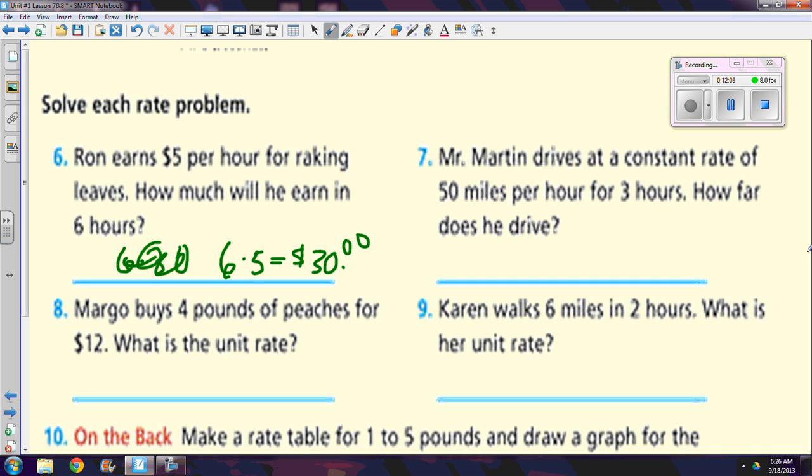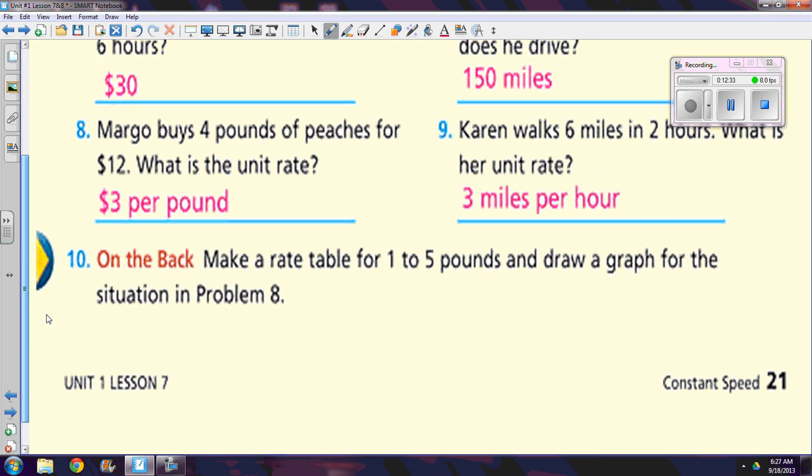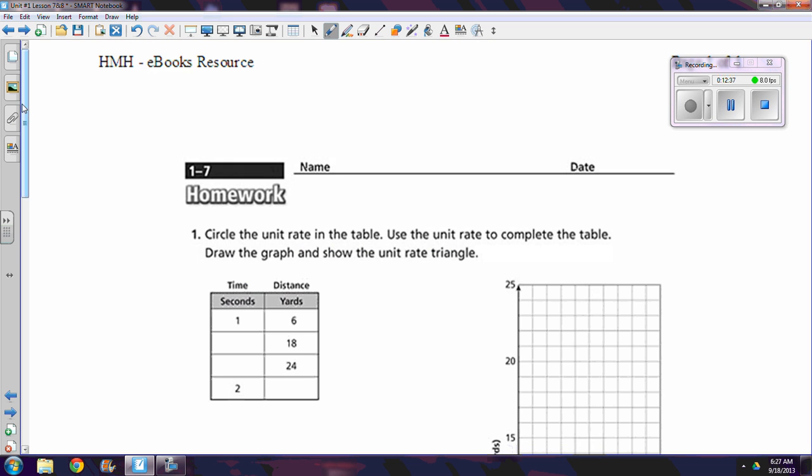Number 7, Mr. Martin drives a constant rate of 50 miles per hour for 3 hours. How far does he drive? So it's 50 miles per hour. For 3 hours, you would take the 50 times the 3, which would give you 150 miles. So there's your 30, there's your 150. And let's skip over 8, 9, and 10.